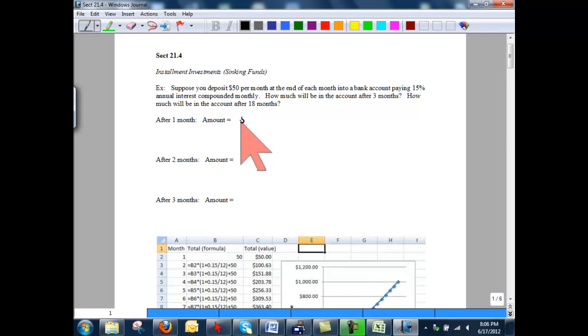In this scenario, after 1 month, I will have $50 in the account. I just deposited it. After 2 months, well, this first $50 that I deposited is going to grow. So $50, I'm just copying this down, but then it's going to earn interest. The $50 is going to earn interest at 15% annually divided by 12 months per year to get the monthly interest rate. I'll put that in brackets.